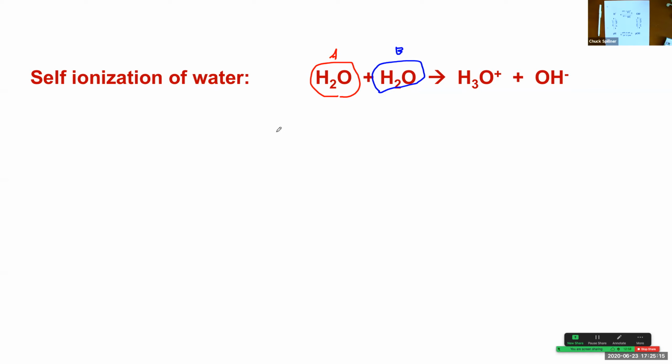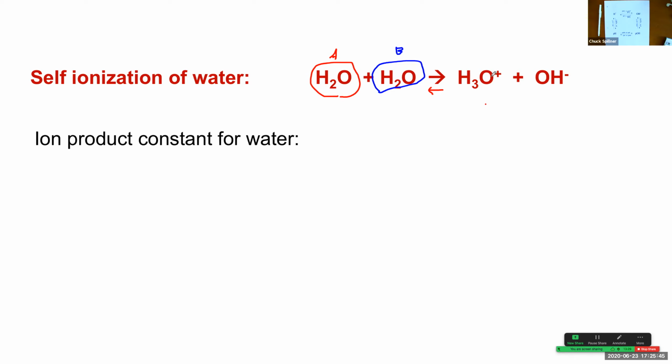It doesn't amount to much, but we can write an equilibrium. This is an equilibrium, so there should be a backwards arrow here. This isn't written quite correctly. We should have an arrow going both ways. This is an equilibrium, and that means we can write an equilibrium constant. That's called the ionization constant for water, or the ion product constant for water. And we know how to write those.